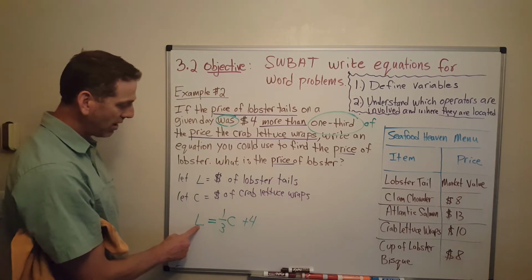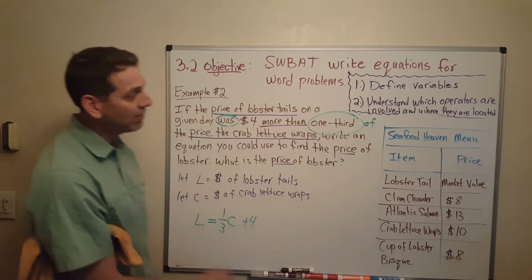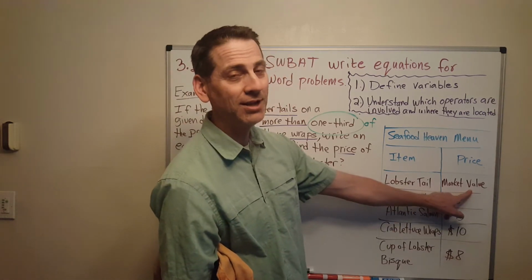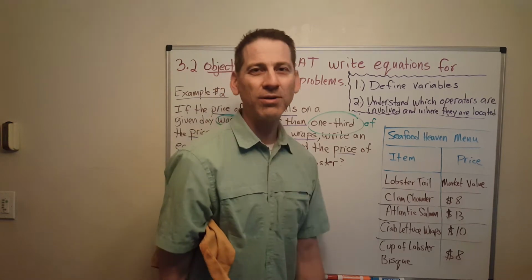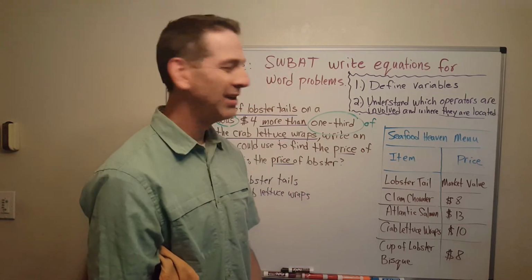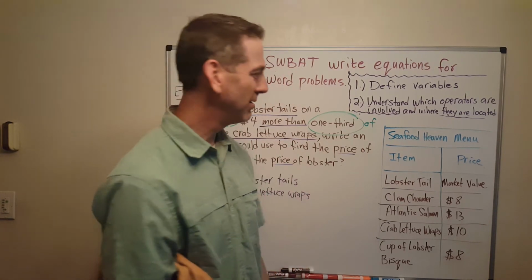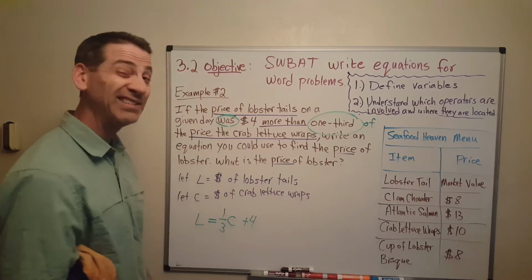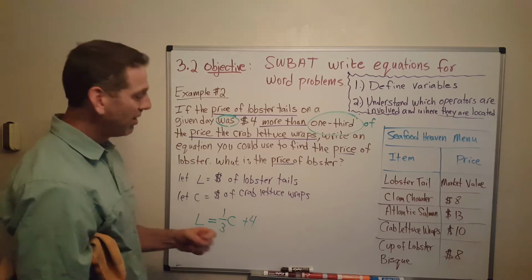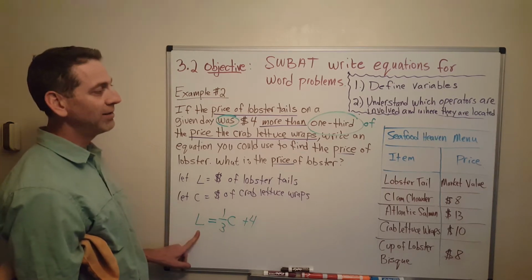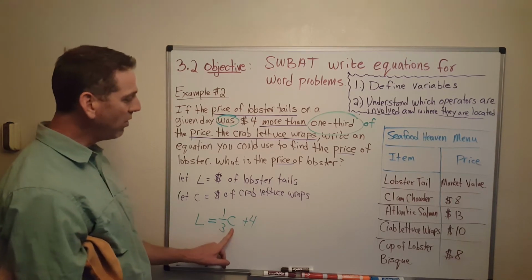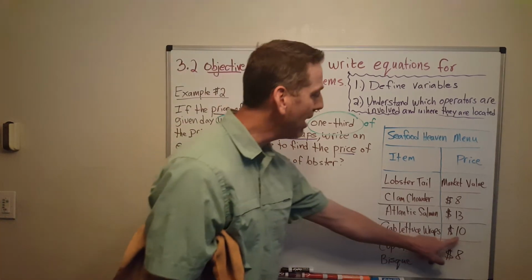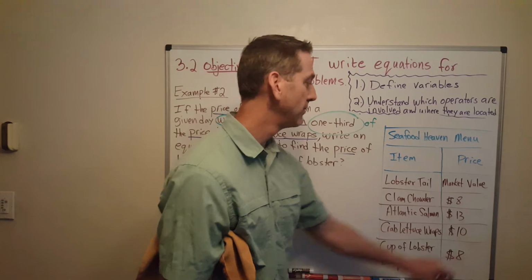Well, I don't know what lobster is, right? Because it's market value, right? That means it changes. By the way, if you're ever in a restaurant and you see market value, it probably means it's beyond your budget. But anyways, it also means that it changes a lot because it's a very expensive item. Okay, so we don't know what the lobster price is, but we do know what the price of the crab lettuce wraps is. The crab lettuce wraps is $10.